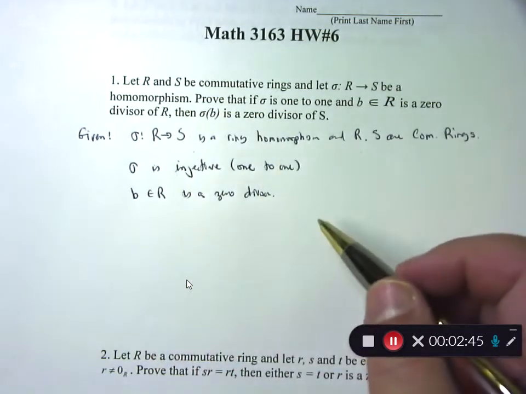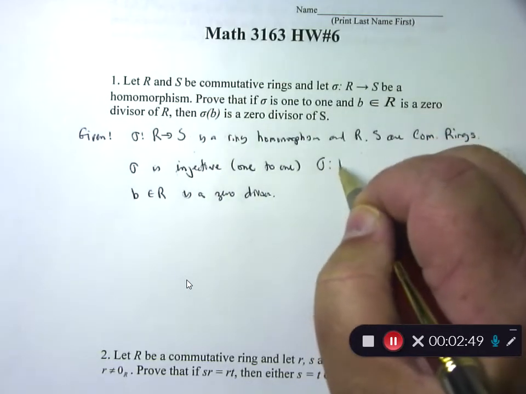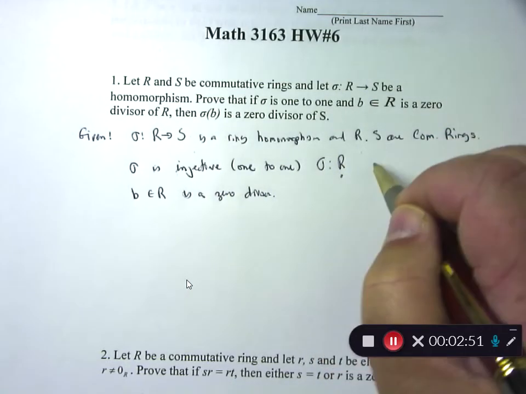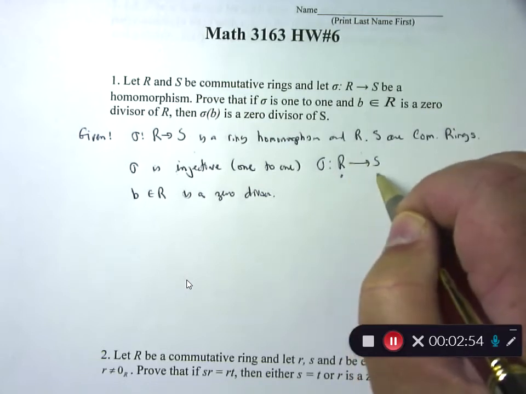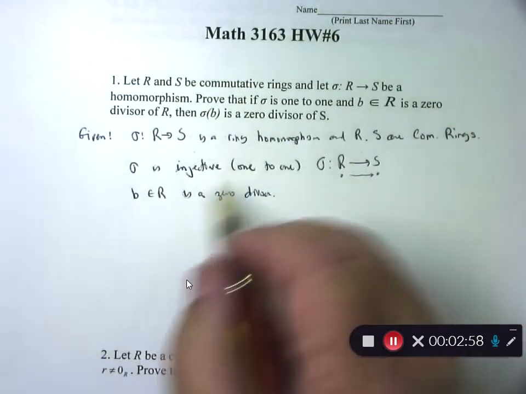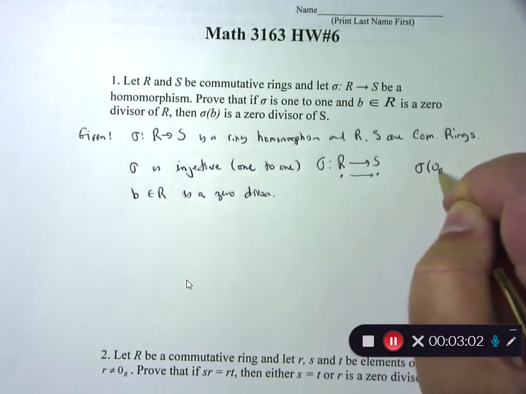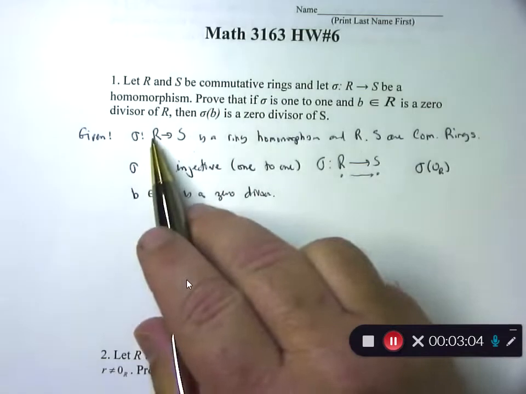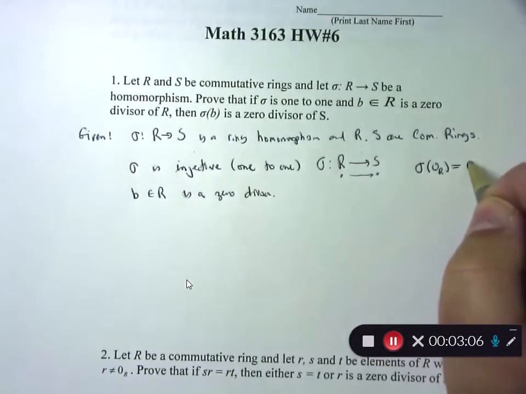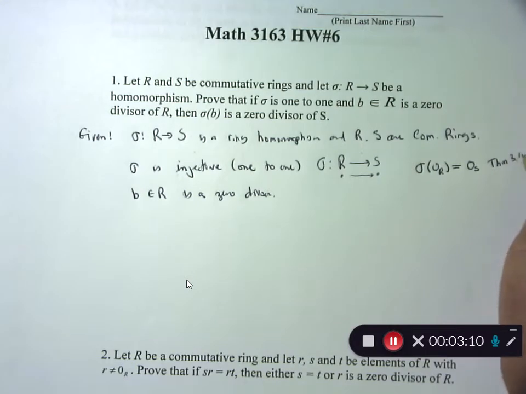That means that one element in R will map to exactly one element in S. And remember, because we have ring homomorphisms, you know that sigma of 0_R, the zero element in R, has to be equal to 0 in S. That is actually theorem 3.10.